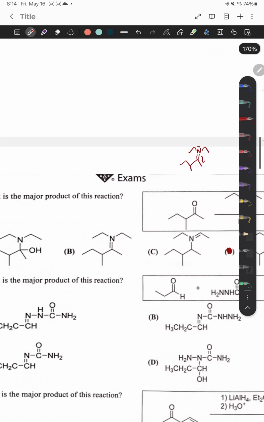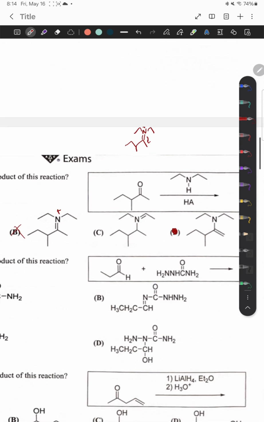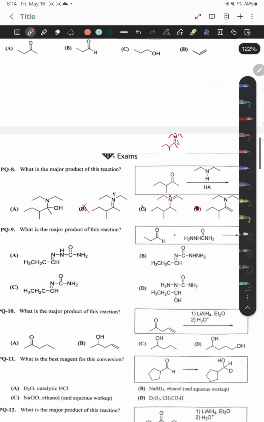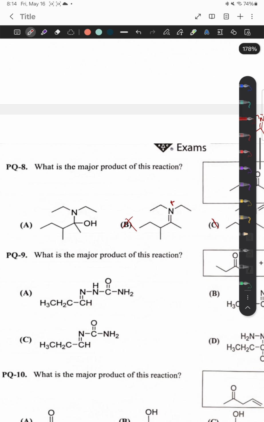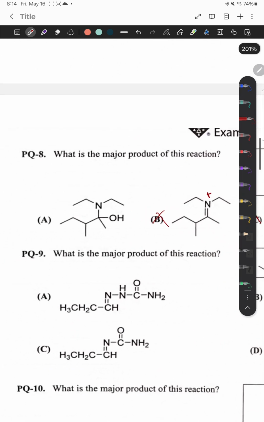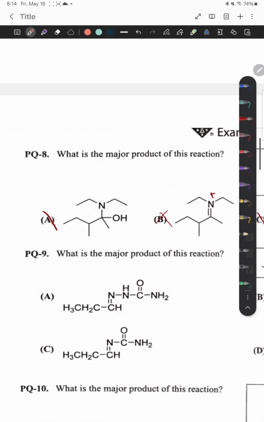It can't be B because, again, positive charge, no. And also still 4, wait, that's 5. 1, 2, 3, 4. Actually, no, it's 4. So it can't be that either. And then A, the oxygen leaves, deprotonates as well. The proton, no. So it can't be A either.